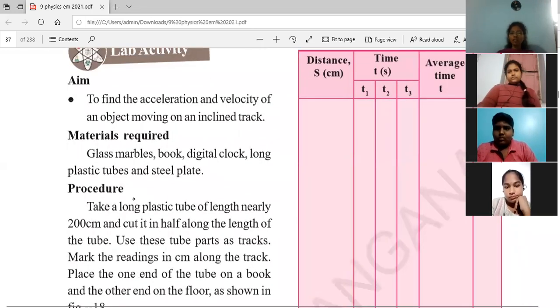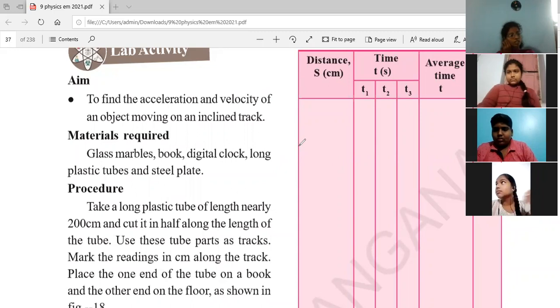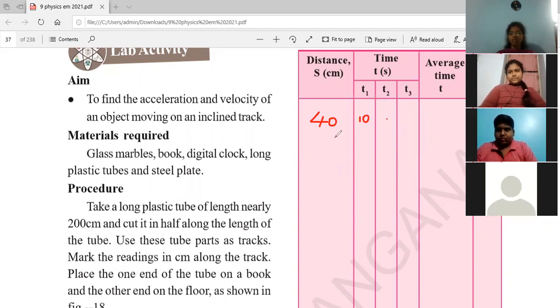Can anyone tell the values here? What are the values we will get in this? Just guess. For example, first of all, we have taken 40 centimeters, assume that. Then in how much time does it cover the 40 centimeter distance? What is T1, T2? 3 seconds. Okay, 10 seconds. T2.